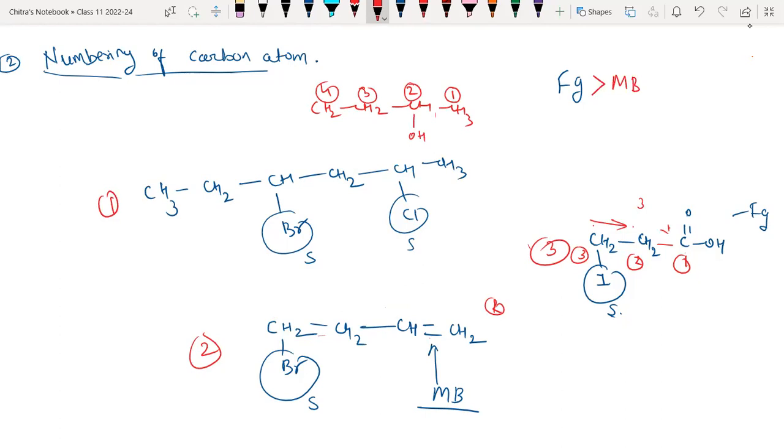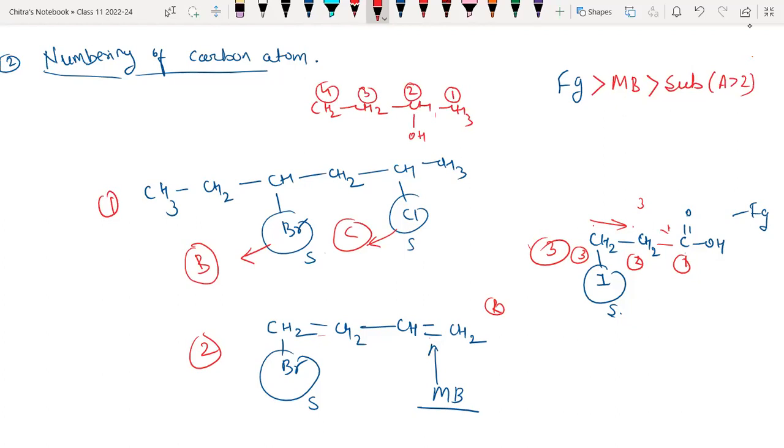Understood? Suppose a functional group is not there and we have only substitution. Then we have to check the minimum distance of substitution only for numbering the carbon atoms. But if more than one substitution is present, then we have to go for alphabetical order. See here, bromine starts with B and chlorine starts with C. So in alphabetical order, will B come first or C?